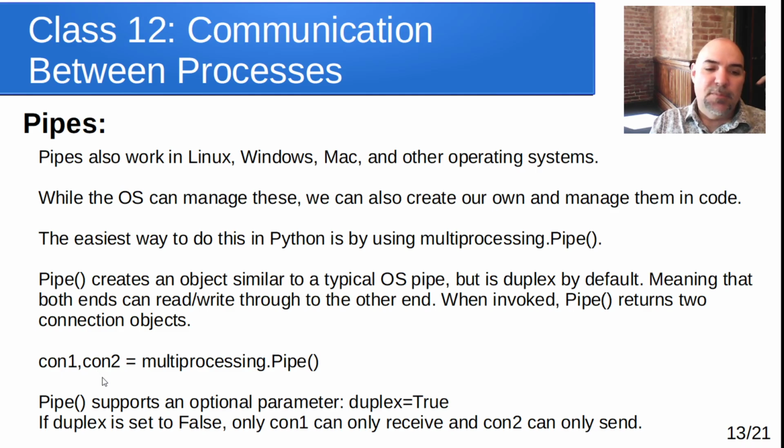And those connection objects are what we're going to use to talk to the pipe through, as we'll see in a second, but it returns a pair of them, again, representing the ends of the pipe. There's also a parameter, duplex equals True. You could say duplex equals False, and then connection 1 would receive, connection 2 would send. So this would be the read end, that would be the write end, if you set duplex to False.